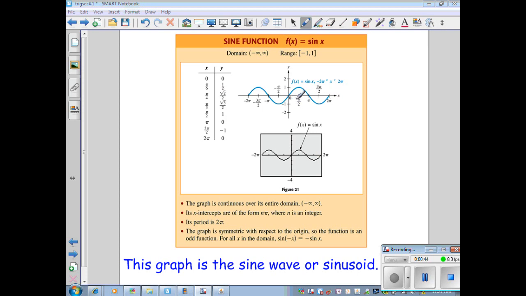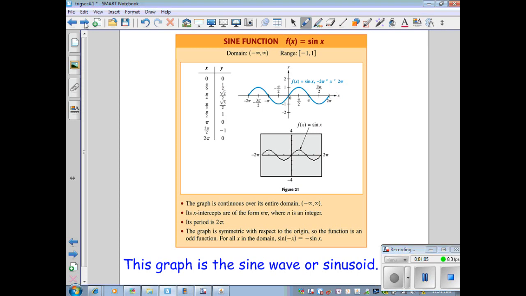So the sine of 90 degrees or pi over 2 is going to equal 1. The sine of 180 degrees or pi is going to equal 0. The sine of 3 pi over 2 or 270 degrees is going to equal negative 1. And the sine of 2 pi or one complete revolution is going to equal 0.